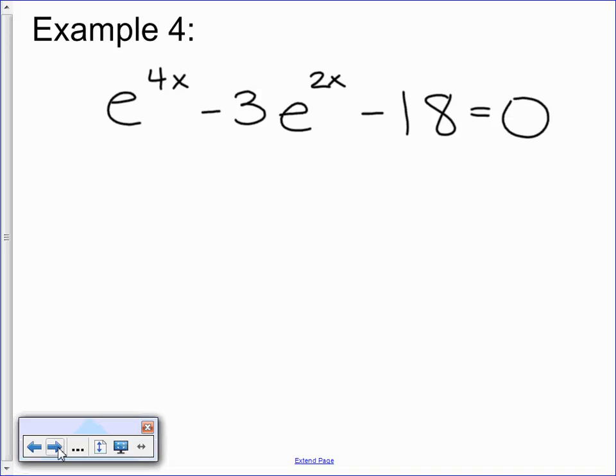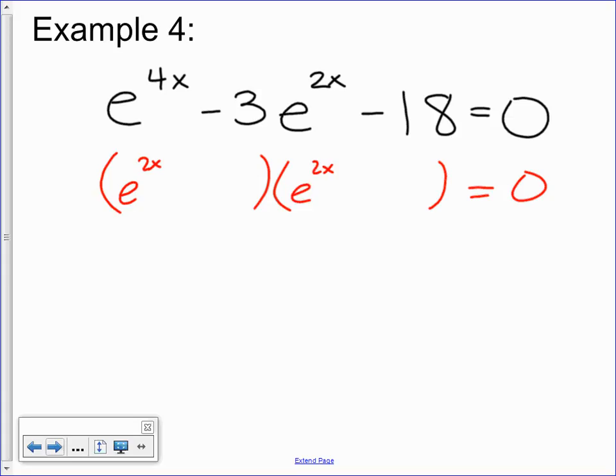Okay. All right. Channel your inner Craig. You've all done to the 4th power. All right. To the 4th power. The trick is the middle one, e to the 2x, right? So that means the first one has to be e to the 2x and the other one has to be e to the 2x. Negative 18 to get negative 3. Minus 6 and then positive 3.